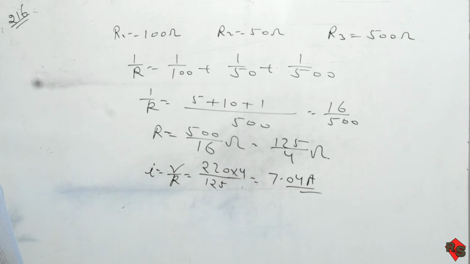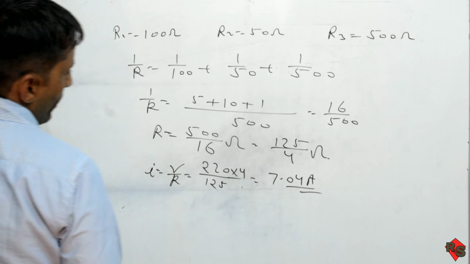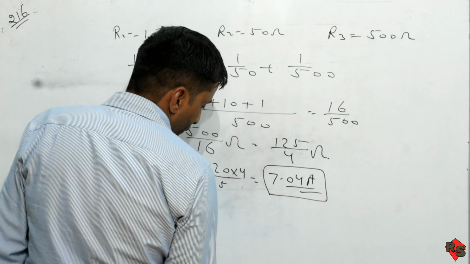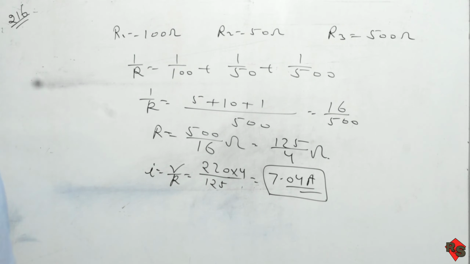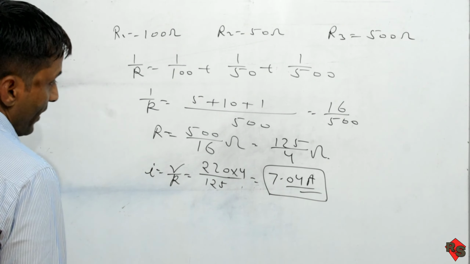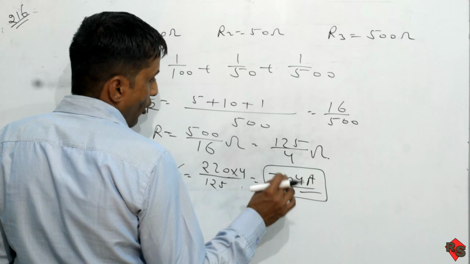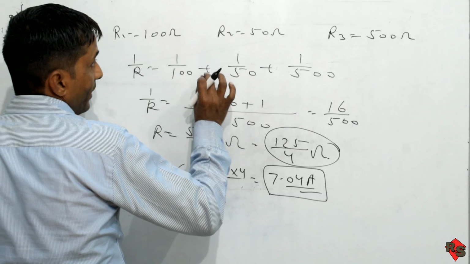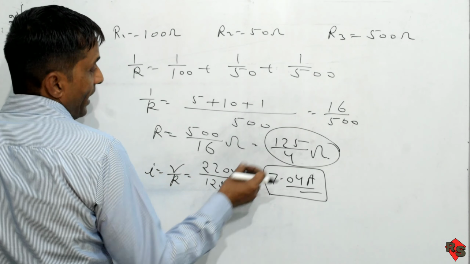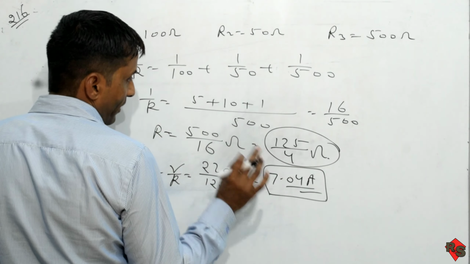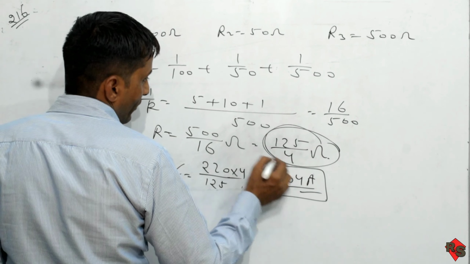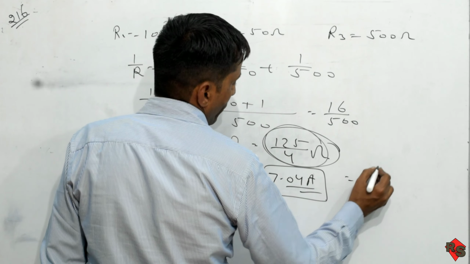And the next part: if only an electric iron is connected to the same source such that it takes as much current, that is 7.04, what should be the resistance? In this question it says if only one, that is the electric iron, is connected, and the current flowing is 7.04, how much resistance is required? That is a simple question. Here is the combination of 3 and it needs 7.04 ampere. Now we need 7.04 ampere in 1, so the resistance is 125 by 4.